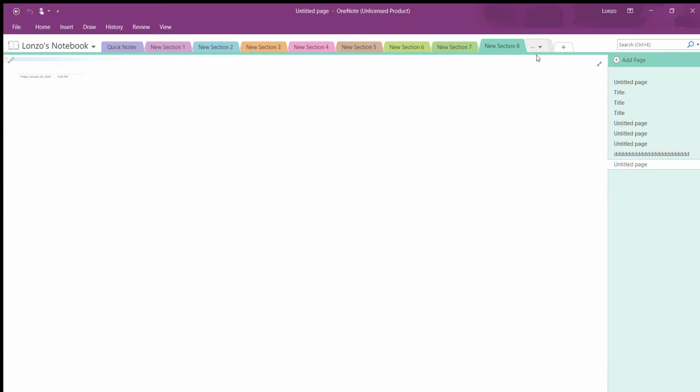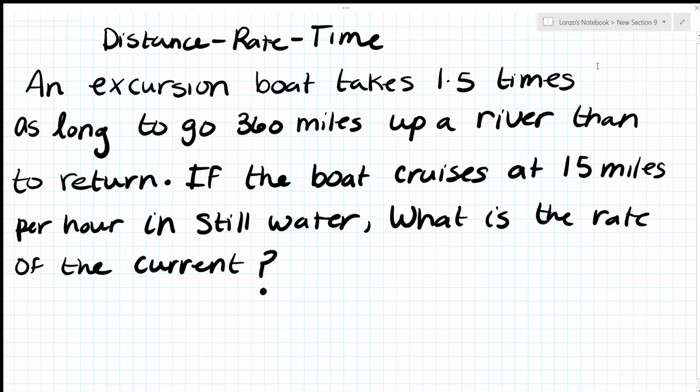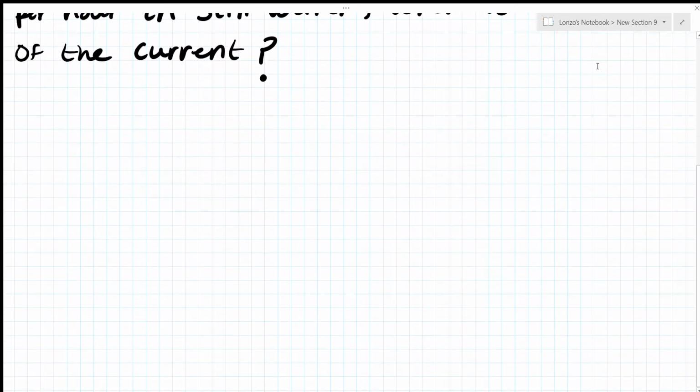So I think we have a few more and then we're done. Another distance, rate, time problem. So this one says, we have an excursion boat that takes 1.5 times as long to go 360 miles up a river than to return. If the boat cruises at 15 miles per hour in still water, what is the rate of the current? So first I've got to draw a visual.